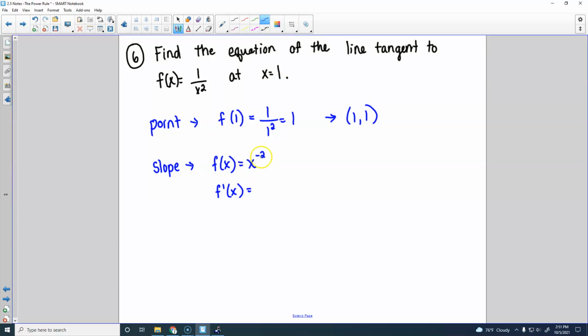So when I take this derivative, it's going to be negative 2x to the negative 3. I think this is a little bit easier if we go ahead and move that back down to the bottom and put our x to the third here.